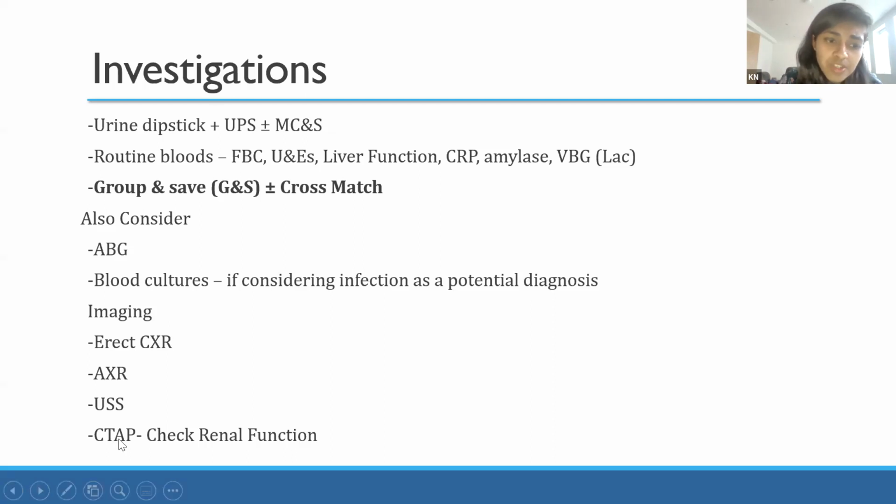And then you could consider a CT scan. Generally a CTAP or CTKUB, which is the first line investigation if you're worried about kidney stones. But one of the caveats to that is if you're giving them contrast, you do need to make sure that their kidneys can deal with the contrast.